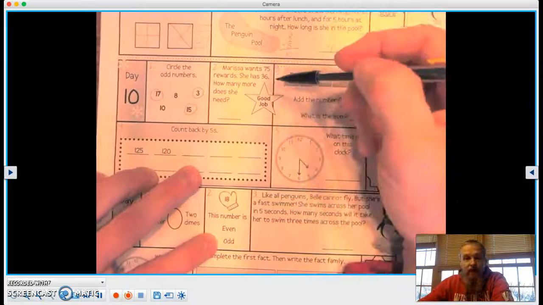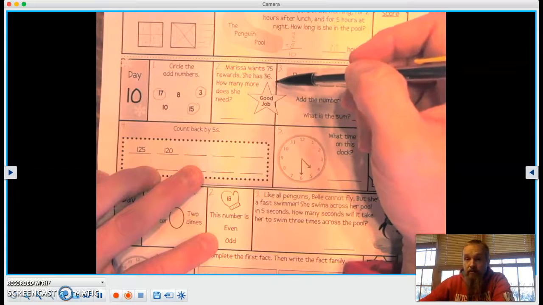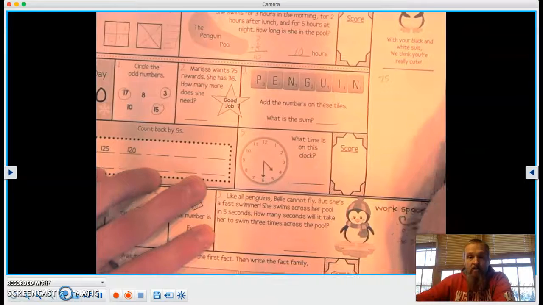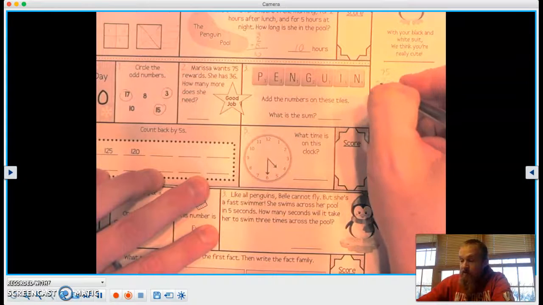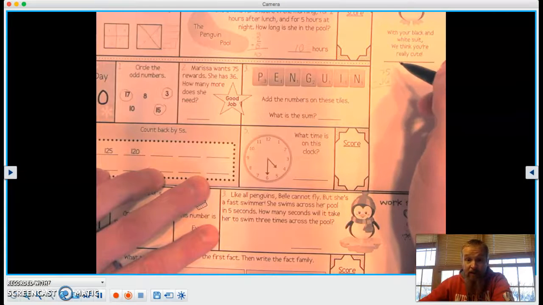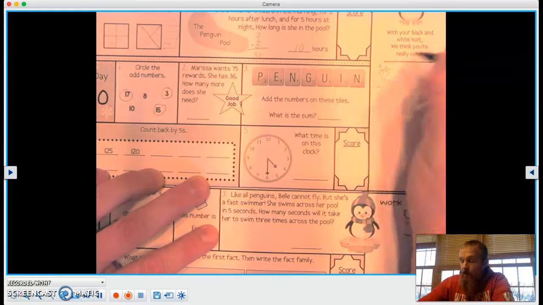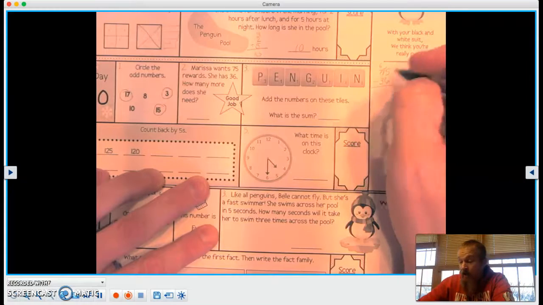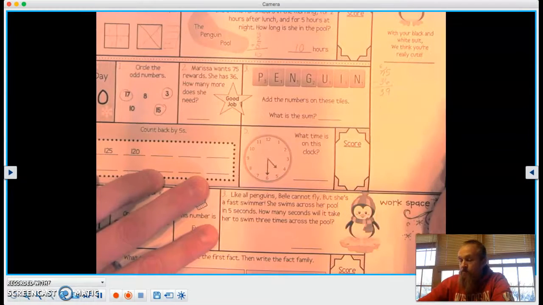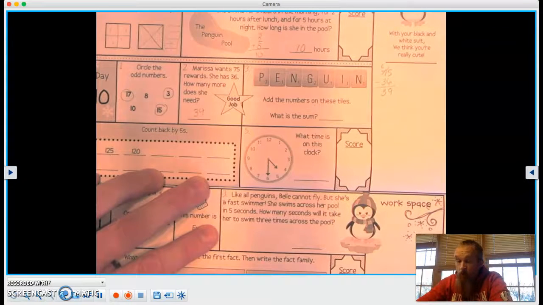Marissa wants 75 rewards. She has 36. How many more does she need? So she wants 75. Okay. She has 36. So if you take away what she has from how many she wants, it'll be how many more she needs, right? So 5 minus 6, there's more on the floor, so we got to borrow from next door. 15 minus 6 is 9. And 6 minus 3 is 3. So she will need 39 more rewards.